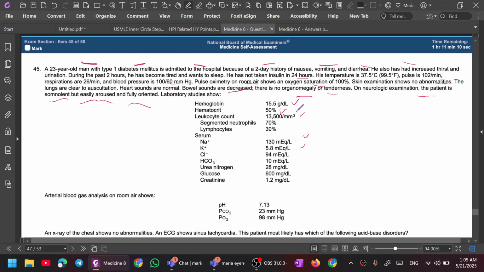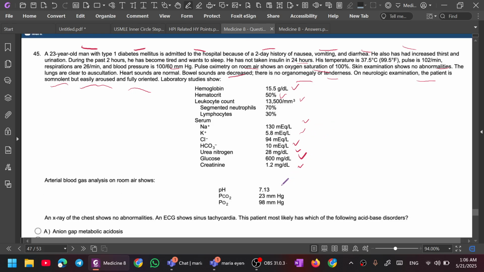Potassium is high, chloride is slightly low, bicarbonate is very low at 10, blood urea nitrogen is high, glucose is very high, and creatinine is 1.2. pH is 7.13, PCO2 is low, and PO2 is 98. Chest X-ray shows no abnormality. ECG shows sinus tachycardia. Which of the following is the most likely acid-base disorder?